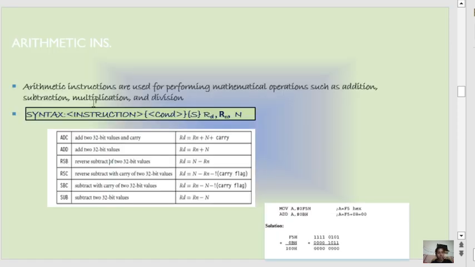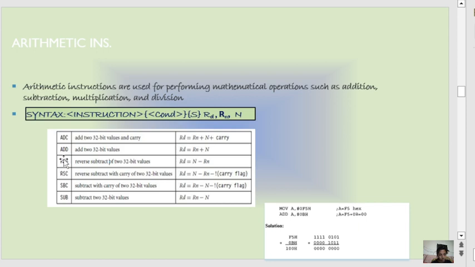Arithmetic instructions are used for performing mathematical operations such as addition, subtraction, multiplication, and division. Here we go with the syntax: instruction, condition, and the suffix S, and Rd, destination register, Rn. This register is used to store the defined value. Here are some mnemonics for the arithmetic instructions.